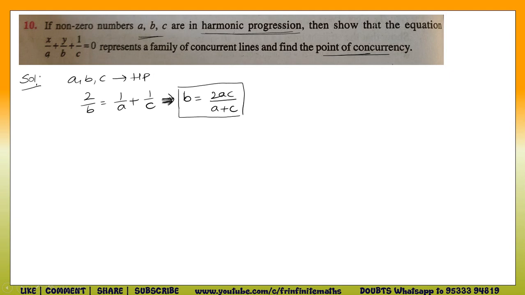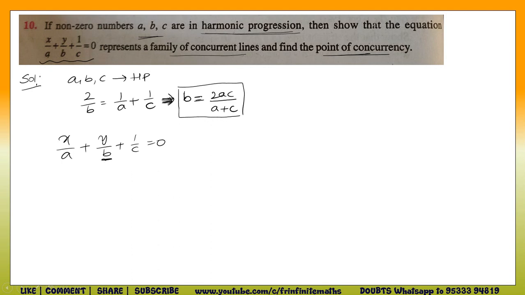So like the previous problem, here also we got one relation for b in terms of a and c. Now substituting that in this equation, you want to represent this particular line equation as a family of concurrent lines. Then I can write x by a plus y by, how can I write this b? I can write it as 2ac by a plus c. First of all write down the equation and later we will substitute it. So what is given? x by a plus y by b plus 1 by c is equal to 0. This is the line equation given.